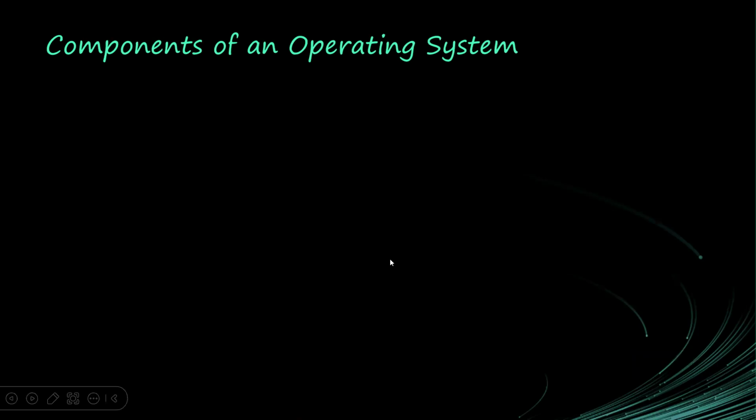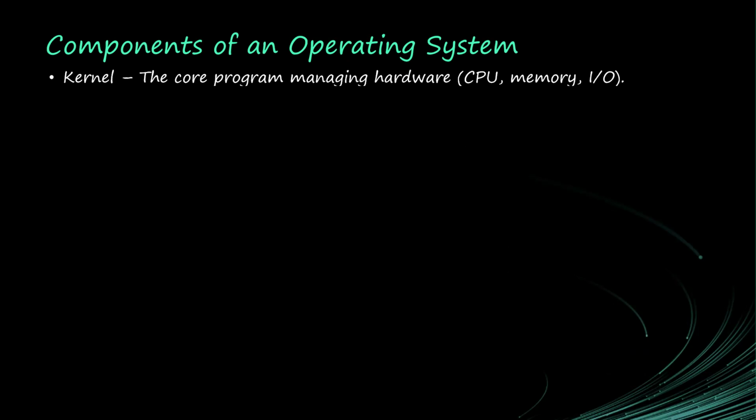So let's talk about the components of an operating system. The operating system has some components, and each of these components has different functions. The first component of the operating system is the kernel. The kernel is the core program managing hardware. So the job of the kernel is to manage the hardware. The part of the operating system that manages the hardware is the kernel. It manages hardware like CPU, memory, input and output. This I/O you're seeing here means input and output.